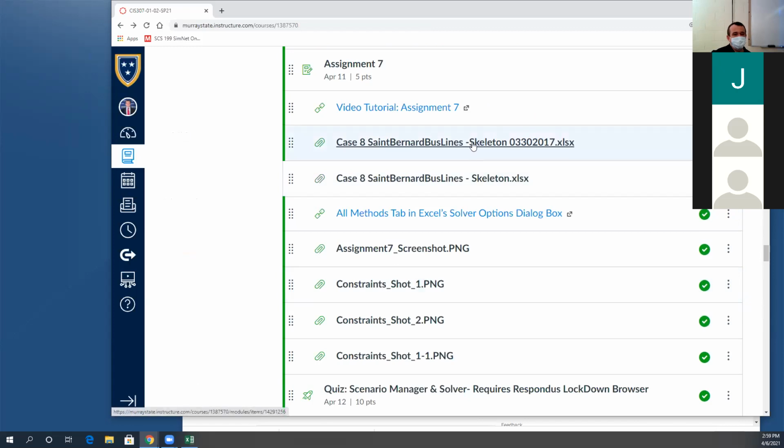So this is the skeleton file. Make sure you open the skeleton file before the start of the class, because we'll start entering our data in that skeleton file. I think this exercise is quite interesting. We'll see another advanced function of Excel, which is linear optimization, finding an optimal solution based on the variables and constraints that you give.